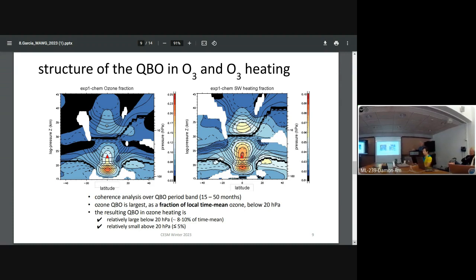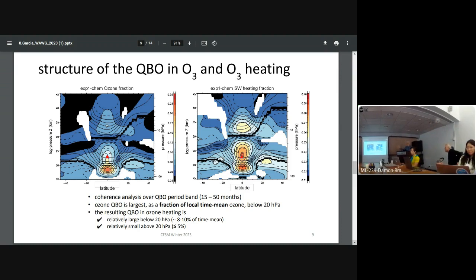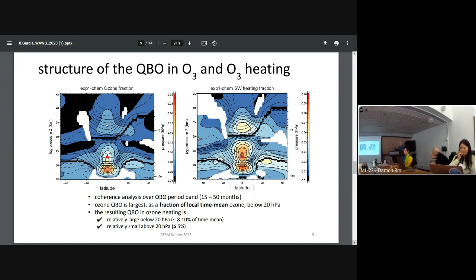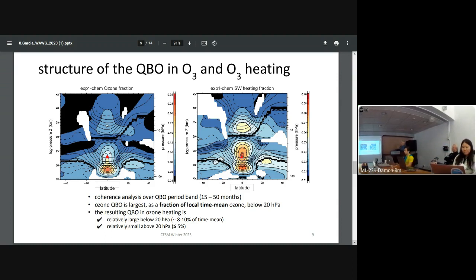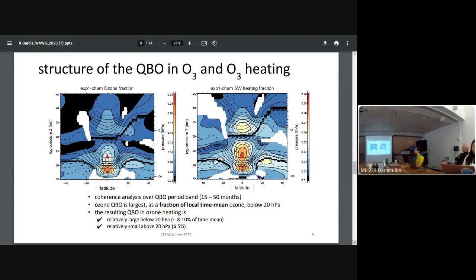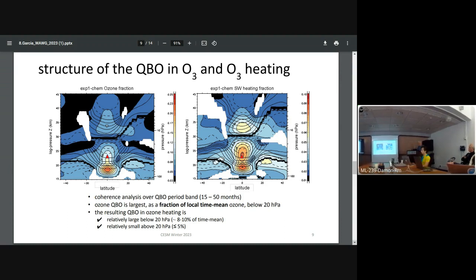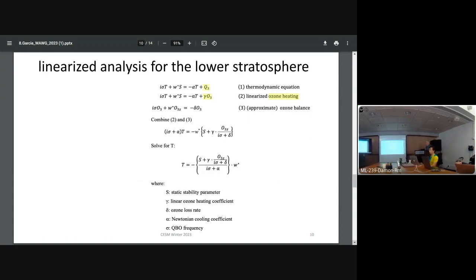The reason I presented it as a fraction rather than as actual units is to emphasize the fact that in terms of the percentage variation, the local variation is much larger in the lower stratosphere than in the upper stratosphere. So it stands to reason that if we are going to see an effect of the specified chemistry on the QBO, we will see it mostly in the lower stratosphere, which is what we have seen before. So how does this work?